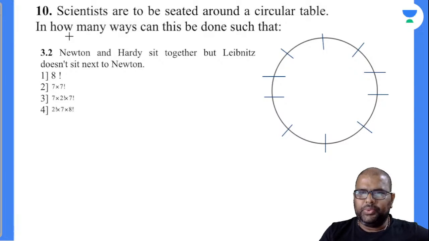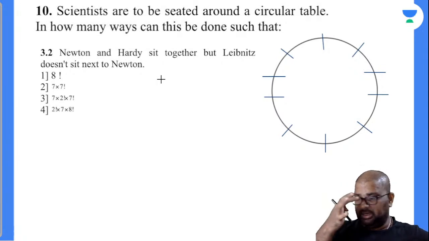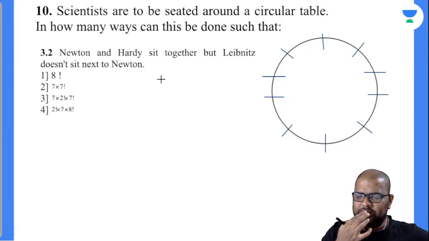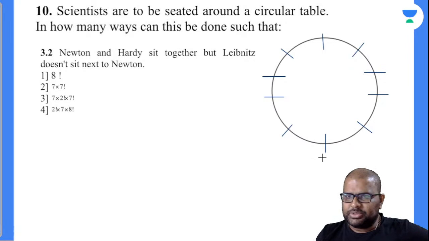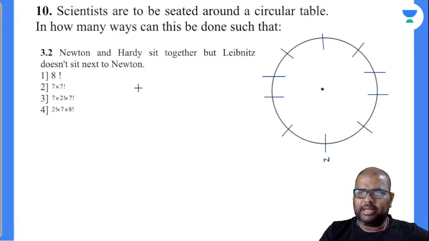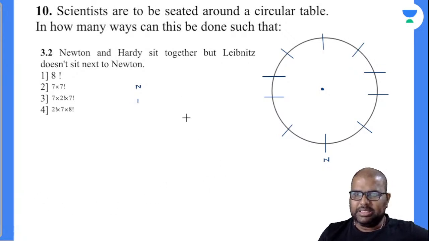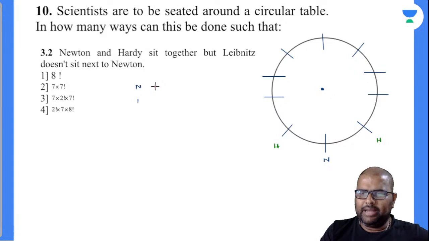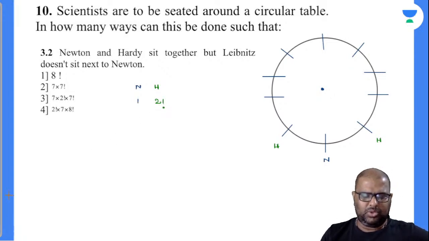What is the question asked? Newton and Hardy sit together, but Leibniz does not sit next to Newton. Let us suppose, on an empty circular table, I kept Newton. So Newton can be seated in one way. Next, observe, Hardy can be here or here because they sit adjacent to each other. So Hardy can be seated in two ways, or I can write 2 factorial ways.